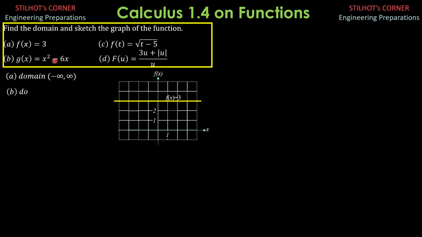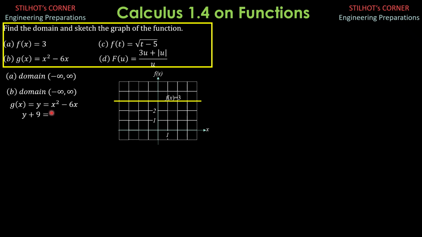Let's denote y equals g of x. So the domain is negative infinity to positive infinity. So let g of x be y, and it is x squared minus 6x. To complete the square of the right side, we add 9, and 9 is the square of 1/2 of the coefficient of x. So 1/2 of negative 6 is negative 3, and if we square that, that's 9. So we add 9 to both sides of this equation.